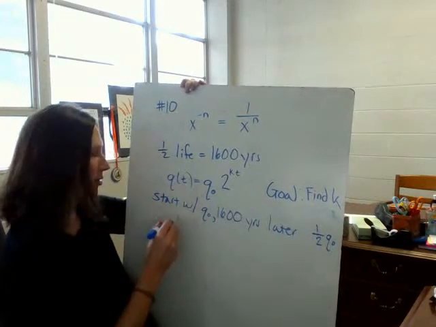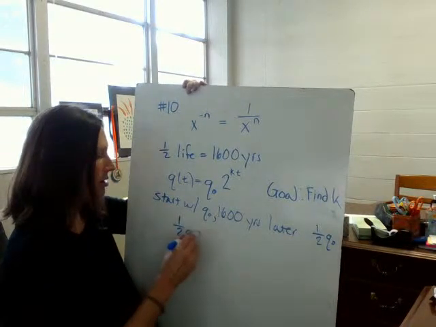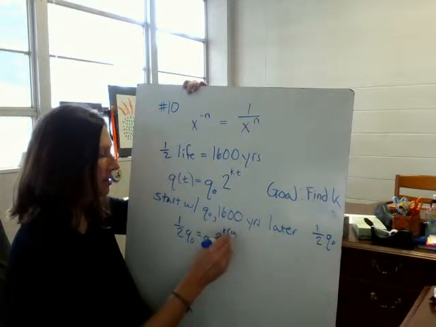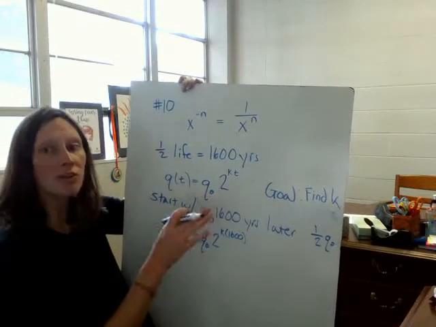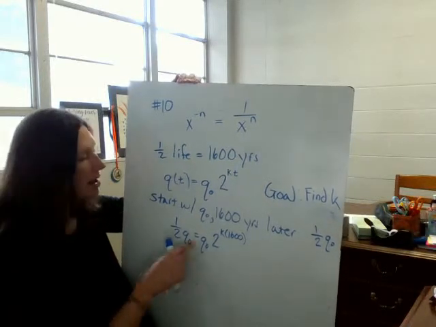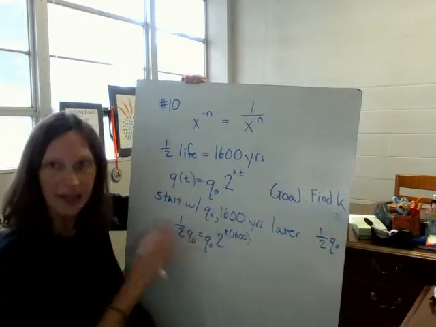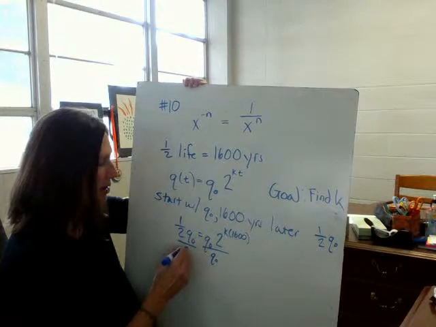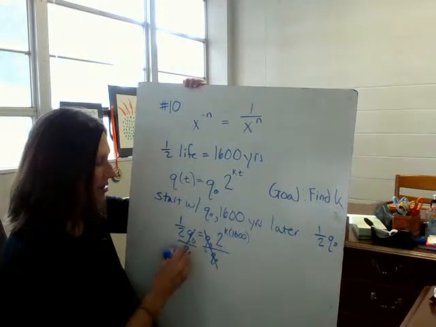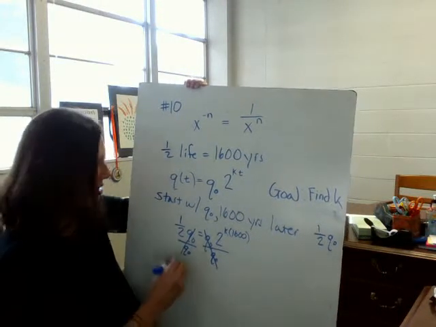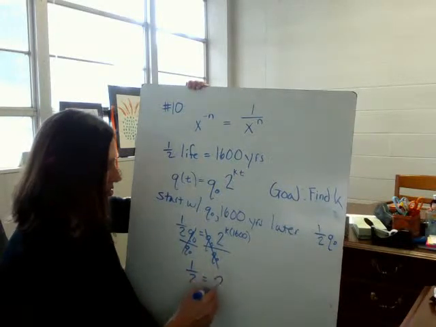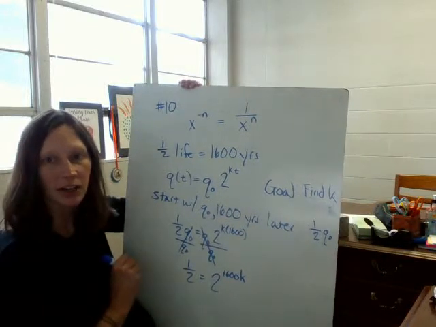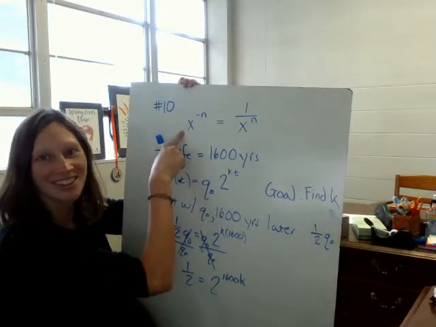I'm going to plug all that back into the formula. So 1/2 Q naught equals Q naught times 2 to the k, and the time is now 1600. All right, so I went from a ton of variables to maybe only 2. I don't know Q naught, I don't know k, my goal is to find k. It's okay that we don't know Q naught. Look at what's going to happen. If I divide the right-hand side by Q naught, and do the same thing on the left-hand side, cancel, cancel. They just disappeared. So I've got 1/2 equals 2, and let me write the coefficient first and then the variable, 1600k.